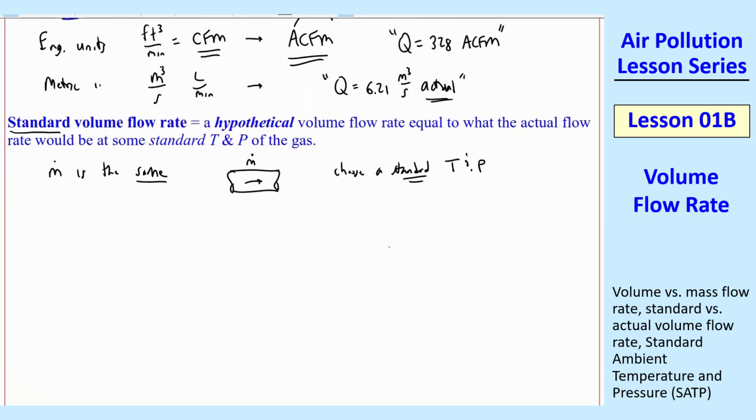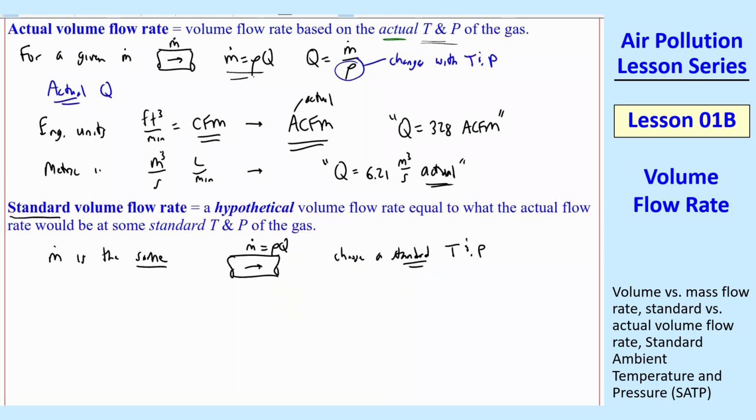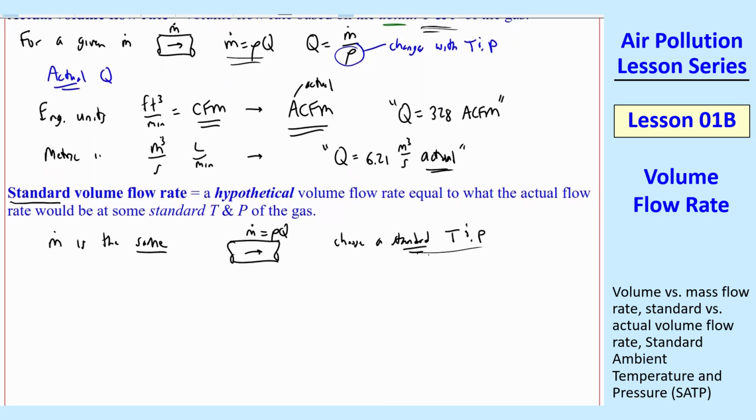But before I get to that, I also want to mention that M dot is rho Q for either of these cases, but the Q will depend on the density, and the density depends on temperature and pressure. So for a given M dot, if we define temperature and pressure as the actual, we'll get some rho. If we define it at some other, some hypothetical temperature and pressure, we'll get a different rho. That's why these two Q's will be different from each other.